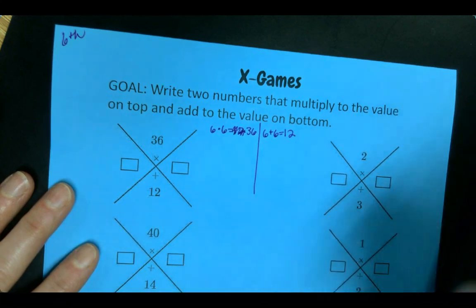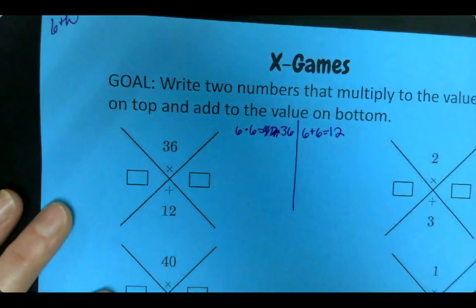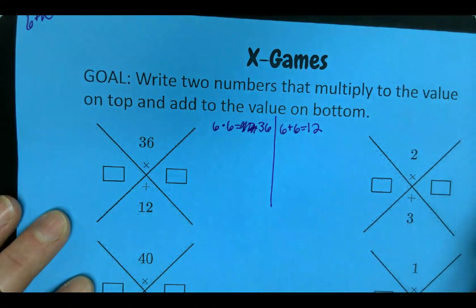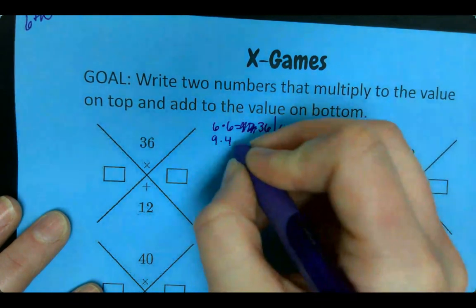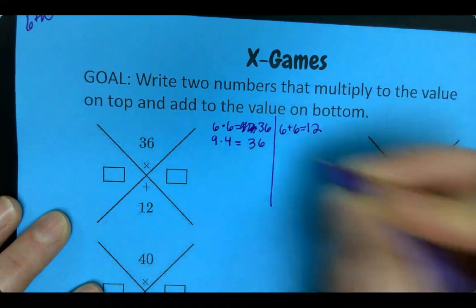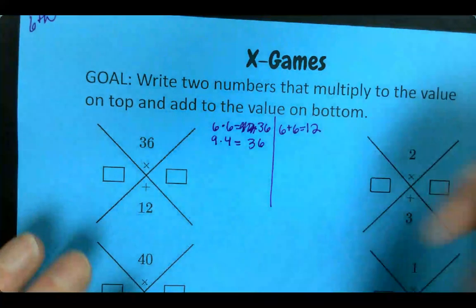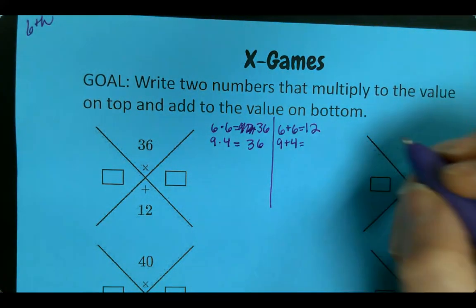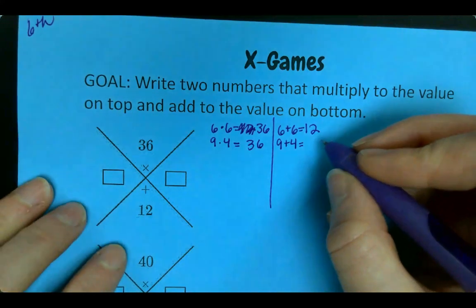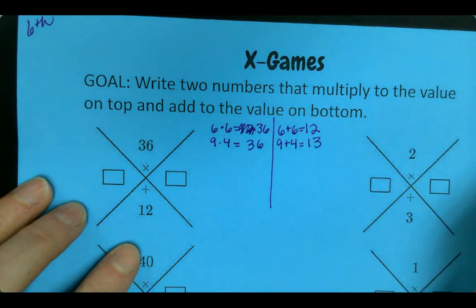So let's find all the other factors. What else can you multiply to get 36? Yeah, 9 times 4 is 36. So then we add them. 9 plus 4. What's 9 plus 4? Let's come up with some more. What are some more factors of 36? You can use your calculator if you want.